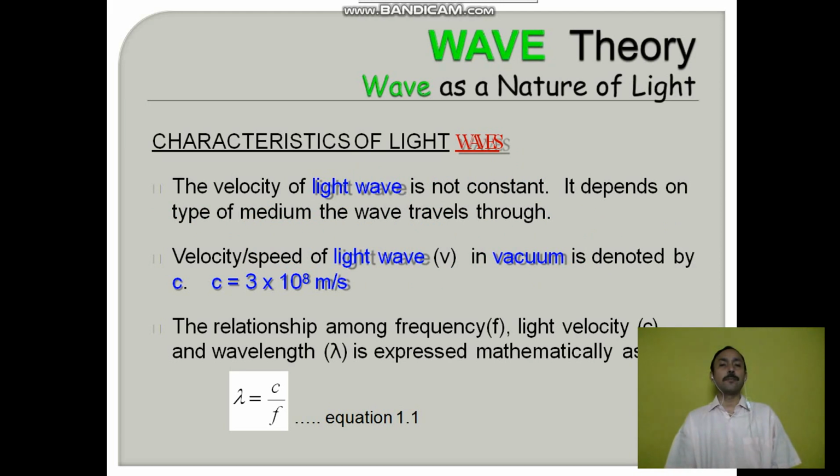Now, characteristics of light waves are: the velocity of light wave is not constant. It depends on the type of the medium the wave travels through. The speed of light in vacuum is denoted by c, and c is equal to 3 x 10^8 meters per second. The relationship among the frequency f, velocity of light c, and wavelength lambda is expressed mathematically as lambda is equal to c by f.